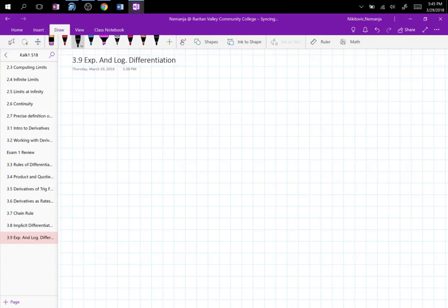Before we do any derivatives, I will remind you of the limit for e. So number e is defined as the limit as x goes to infinity of (1 plus 1 over x) raised to the x. And this can actually be used, in the limit definition of the derivative, to figure out that the derivative of e to the x is e to the x.